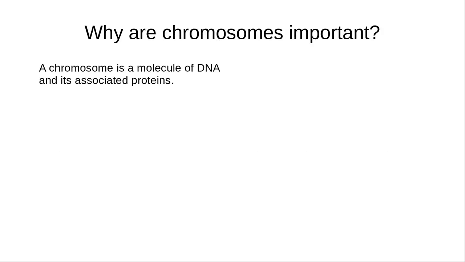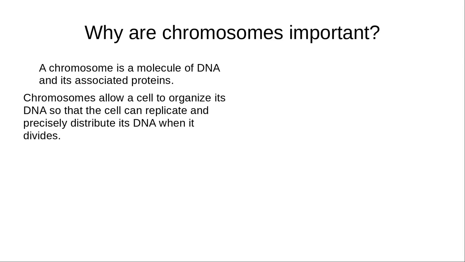But first, let's start with what is a chromosome. A chromosome is a molecule of DNA and its associated proteins. In prokaryotic cells, chromosomes are circular. Eukaryotic chromosomes are linear. The focus of this video is eukaryotic chromosome structure. One function of chromosomes is to organize DNA so that the cell can replicate and precisely distribute its DNA when it divides. But let's start off with why chromosomes are important in this context.